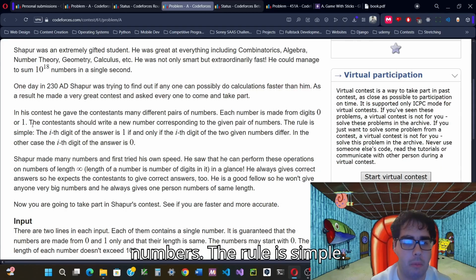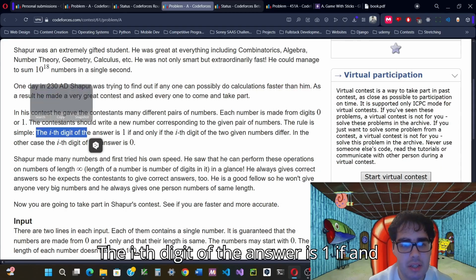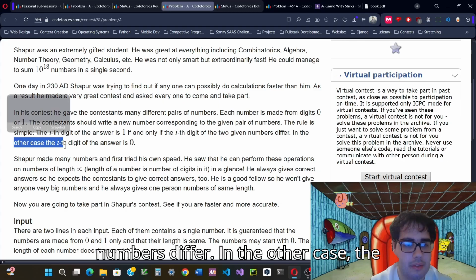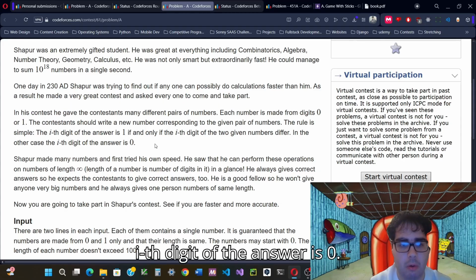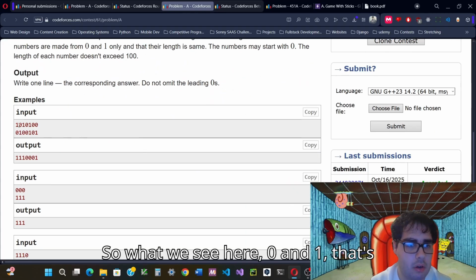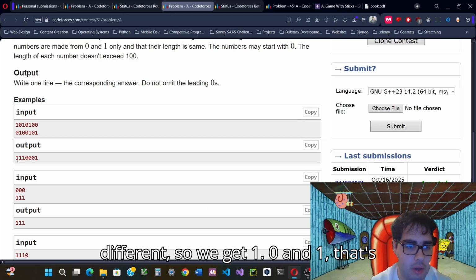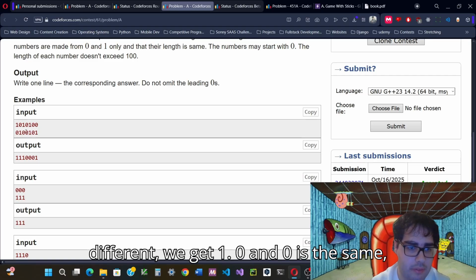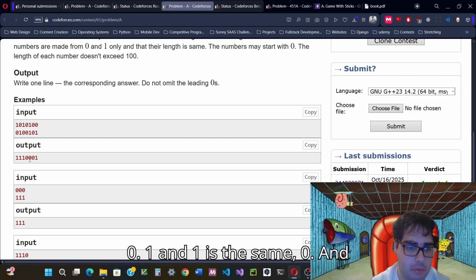The rule is simple. The ith digit of the answer is 1 if and only if the ith digit of the two given numbers differ. In the other case, the ith digit of the answer is 0. So what we see here, 0 and 1, that's different, so we get 1. 0 and 1, that's also different, so we get 1. 0 and 1, also different, we get 1. 0 and 0 is the same, 0. 1 and 1 is the same, 0.